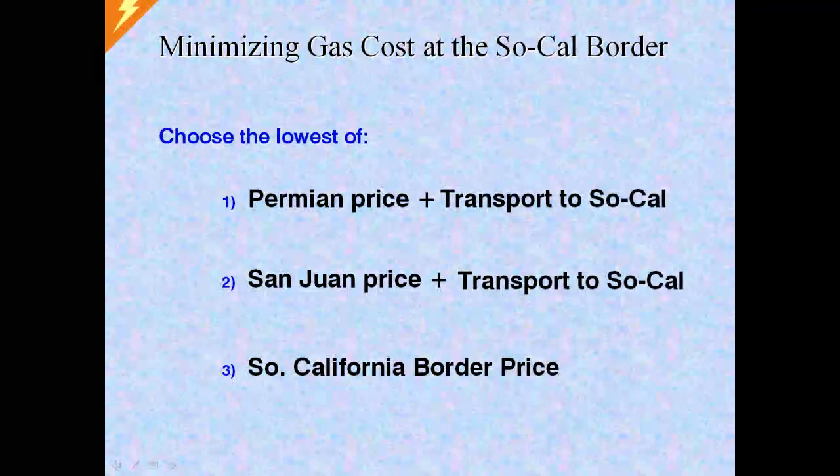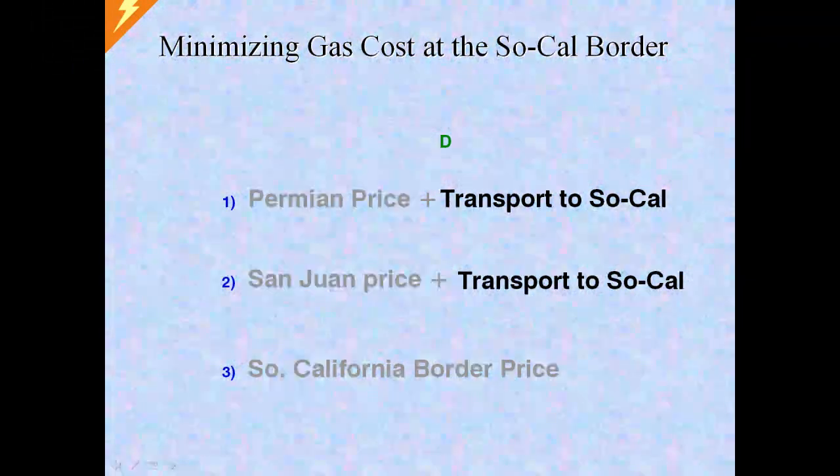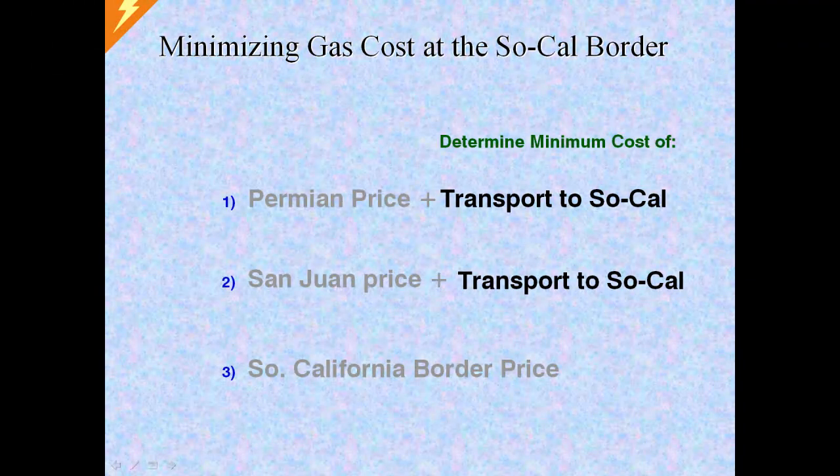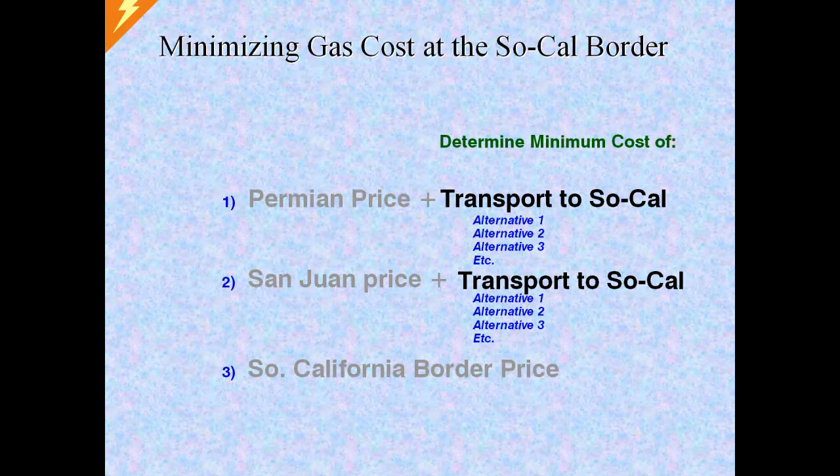The cost-effective alternative will have the lowest cost among 1. Permian gas plus transport, 2. San Juan gas plus transport, or 3. Southern California gas. The key here will be to find the minimum cost of transport West Texas to Southern California and the minimum cost of transport New Mexico to Southern California. Because for each of these transport routes, there will be more than one transport method. We will have to calculate and compare the cost of each alternative.